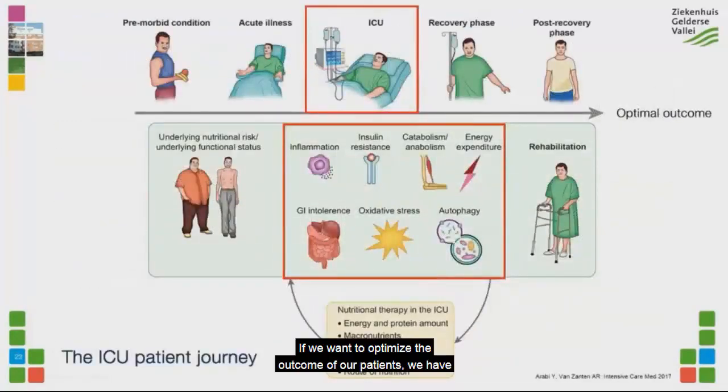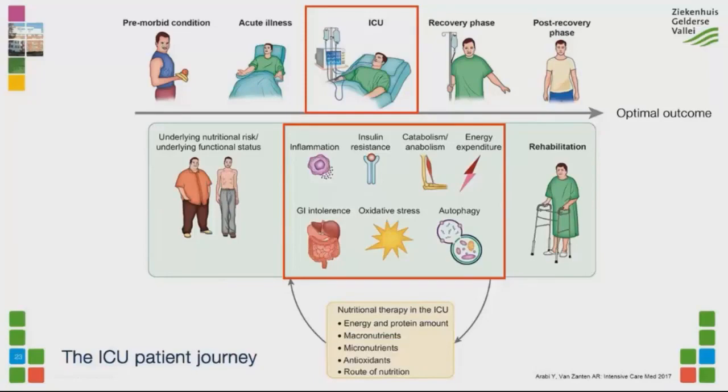If we want to optimize the outcome of our patients, we have to consider that the patient is on a journey. And of course, the final outcome is affected by the pre-morbid condition of the patient. Many of these patients already have diabetes or hypertension and are older. So the reserve capacity to recover is diminished in those patients. Of course, the acute illness is also important. How sick is the patient? Now, when you are admitted to the ICU, you're severely ill.